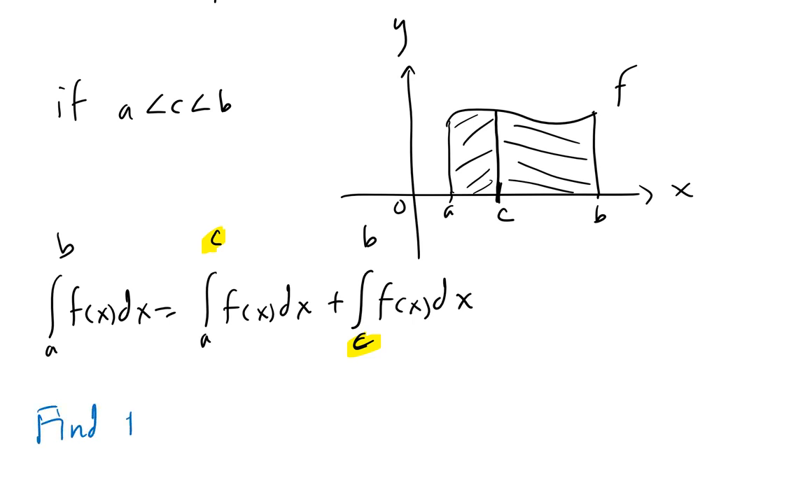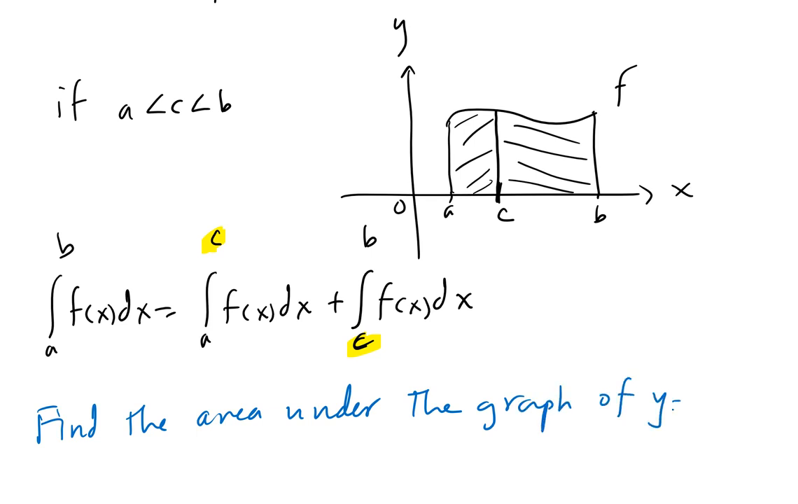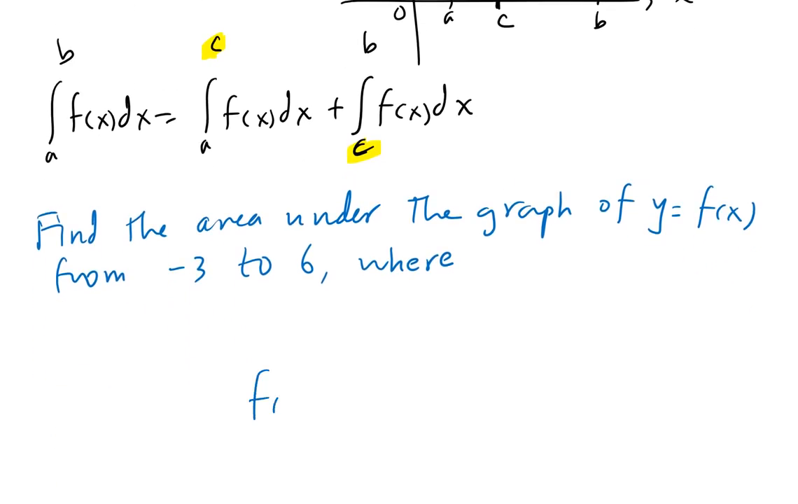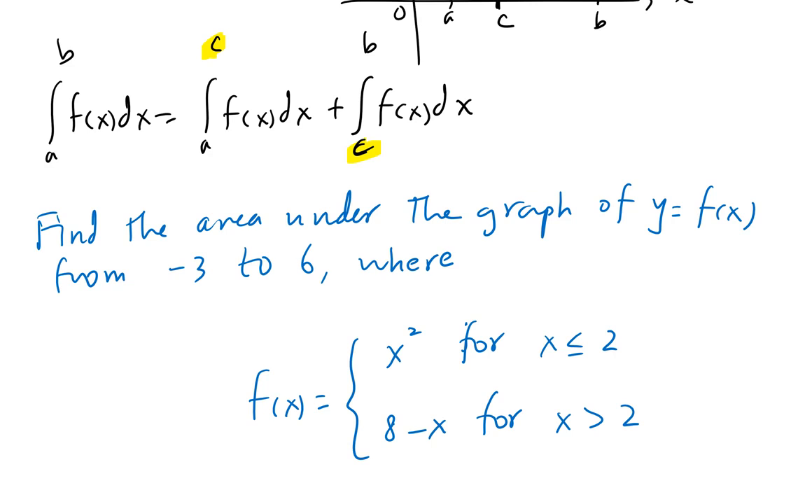Let's say we are asked to find the area under the graph of y equals f of x from -3 to 6, where the function f of x is given as a piecewise function: x squared for x less than or equal to 2, or 8 minus x for x bigger than 2. When you look at something like this, it might look like, wow, this is so difficult. What am I going to start? How should I do this?